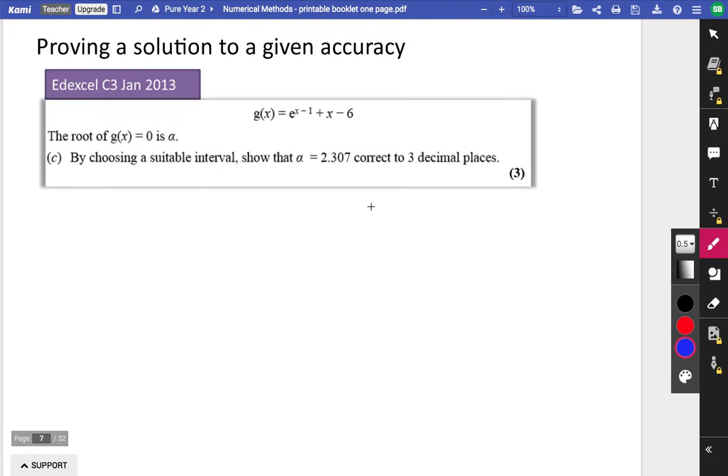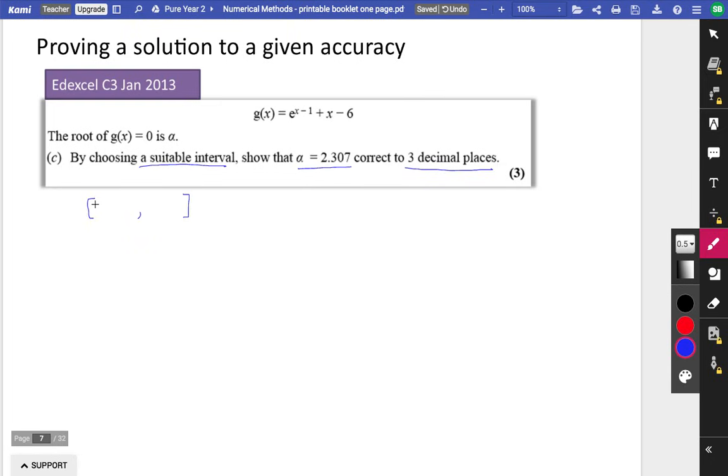Okay, we'll just finish up this bit by proving a solution to a given accuracy. So this one that we've got here, we've been given some equation that we're going to need to use numerical methods for, and we're going to try and choose a suitable interval to show that this alpha is equal to 2.307 correct to 3 decimal places. You kind of need to think back to some of the things you might have done at GCSE. We're going to find two values that, if you rounded them, would go to 2.307 to 3 decimal places.